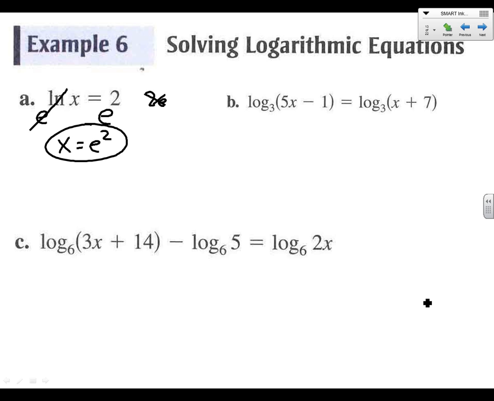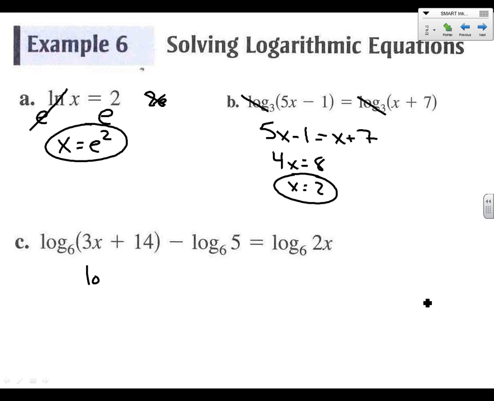Could plug e squared into our calculator and get an imprecise approximate answer with a decimal if it asks for that. All right, on B we have our one-to-one functions, log 3 on both sides. So 5x minus 1 equals x plus 7. And so 4x is going to equal 8. And x equals 2. And lastly, we need to use our rules from last section of condensing our logarithms.